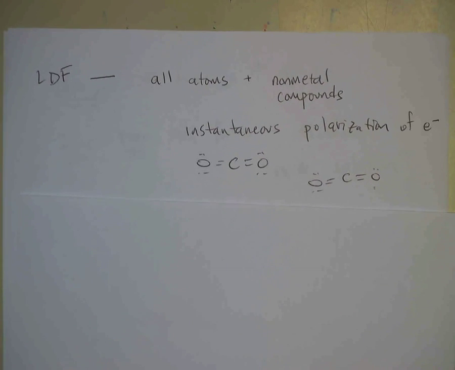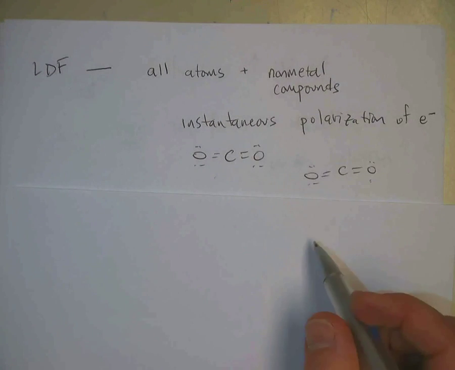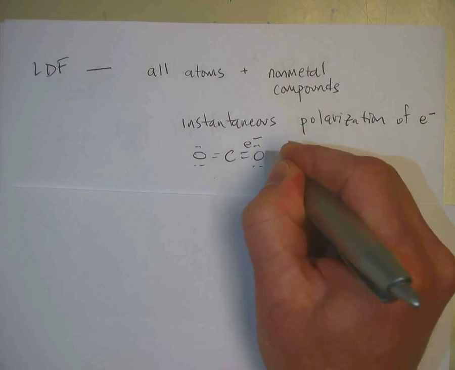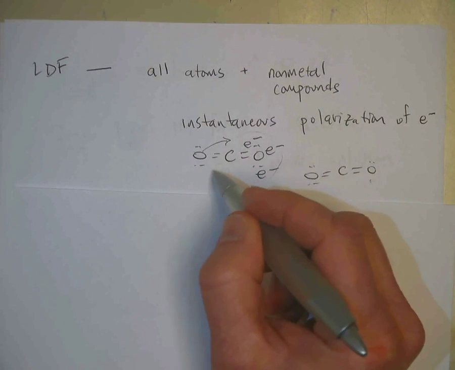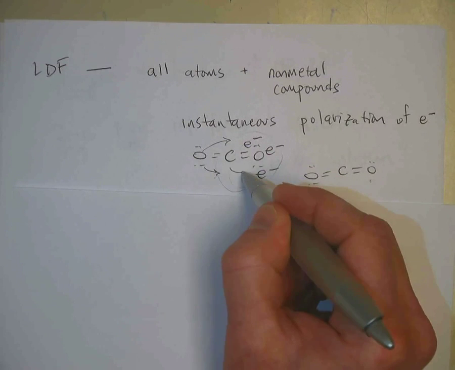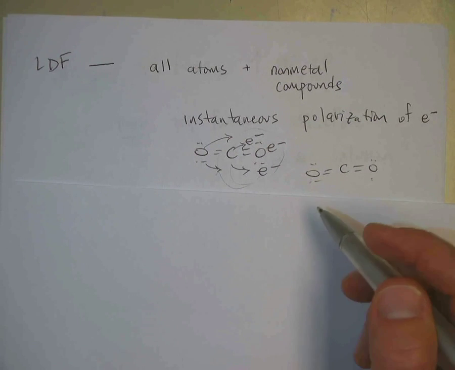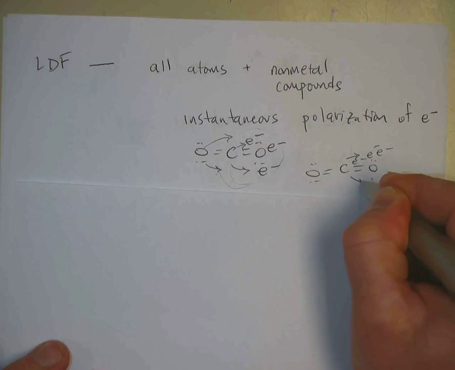London dispersion forces occur in all atoms and nonmetal compounds. These happen because there's an instantaneous polarization of electrons throughout a molecule. So for example, if you have two carbon dioxide molecules, at one instant or snapshot in time, you might have a buildup of more electrons over here on this side of the molecule, because a couple extra electrons from this oxygen came closer to the carbon, and some of carbon's electrons came over here closer to oxygen. At the same instant in time, perhaps the electrons did the same thing over here in this carbon dioxide molecule.